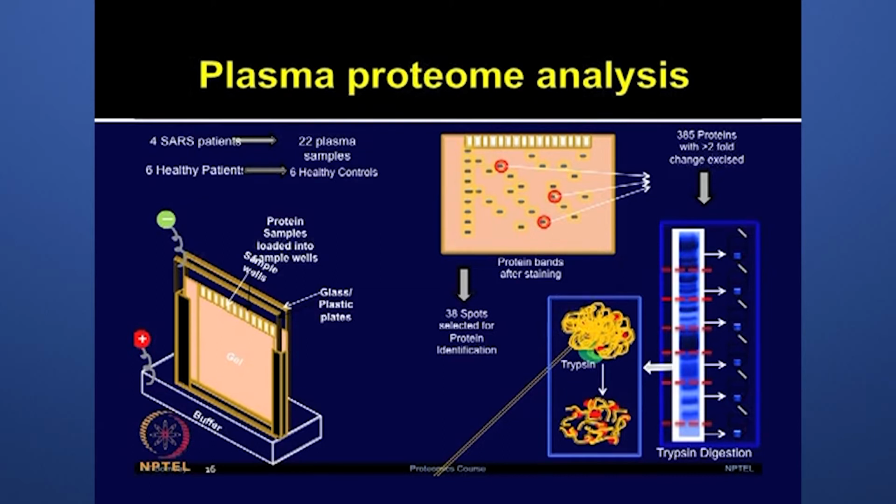Both the controls and the treatments, the healthy individuals as well as patients suffering from SARS, the plasma was separated and then proteins were resolved on the 2D gels. Differentially expressed proteins were further subjected to the in-gel tryptic digestion followed by the mass spectrometry.